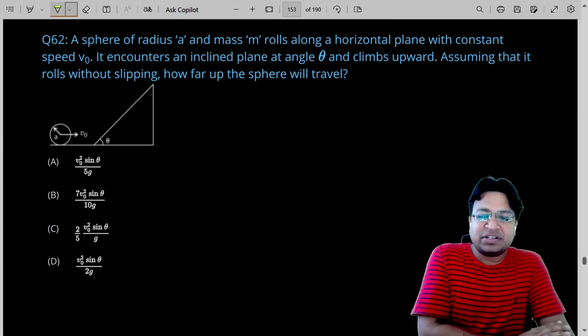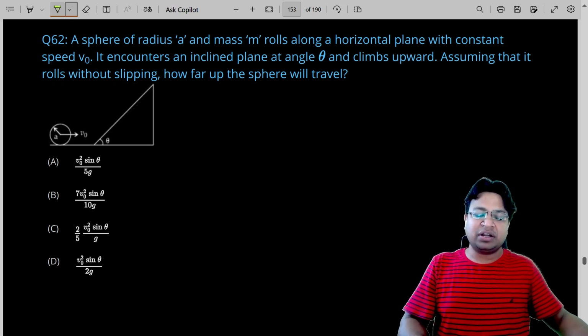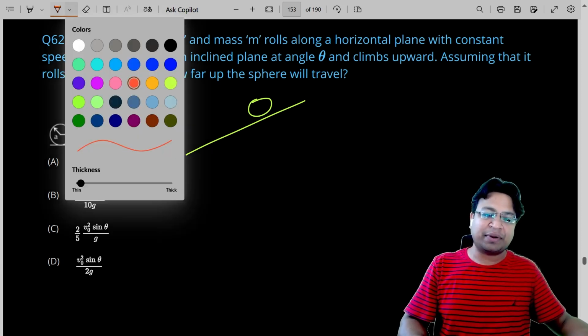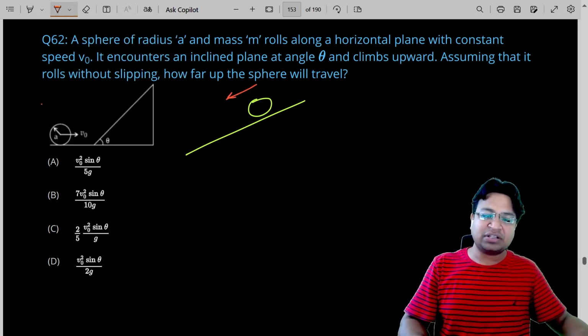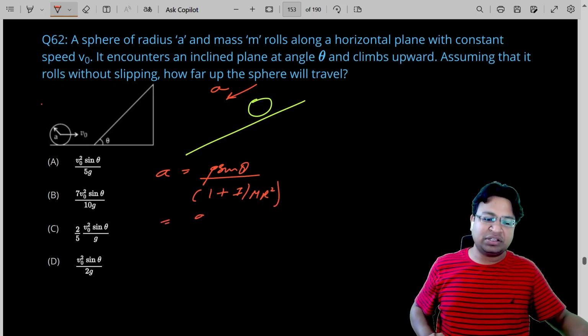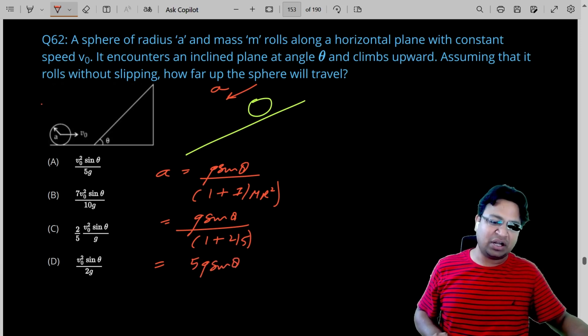Next, a sphere of radius a and mass m rolls along a horizontal plane with a constant speed v0. It encounters an inclined plane at an angle theta and climbs upward, assuming that it rolls without slipping. Now, if a sphere is rolling on an inclined surface without slipping, and there is no additional force apart from gravity, normal and friction, then the acceleration is down the incline, and this acceleration is given by g sine theta divided by 1 plus I upon mr square. Since we're talking about a sphere, this will become g sine theta divided by 1 plus 2 by 5, because I is 2 by 5 mr square. So the acceleration will become 5g sine theta upon 7.